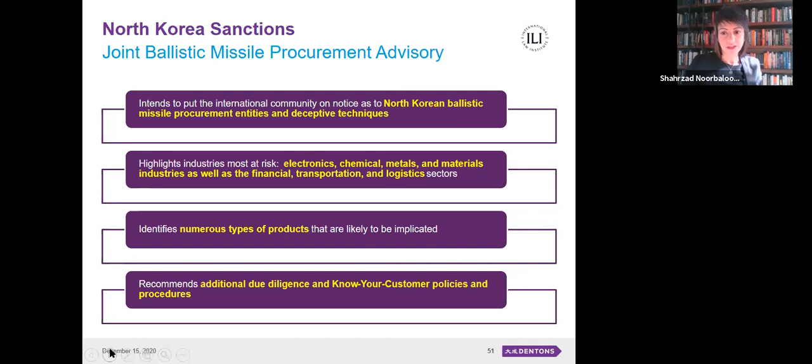In addition, in the latter half of the year, OFAC, joined by the State Department's Bureau of International Security and Non-Proliferation, ISN, issued a joint advisory putting the international community on notice as to various North Korean procurement entities and deceptive techniques employed in the operation and support of the regime's ballistic missile program. This advisory specifically points out the industries most at risk by North Korean procurement activities, and identifies specifically the electronics, chemical, metals, and materials industries, as well as the financial, transportation, and logistics sectors. The advisory also identifies numerous types of products that are likely to be implicated and recommends additional compliance measures and know your customer policies and procedures to ensure compliance with these potential landmines. Next slide, please.